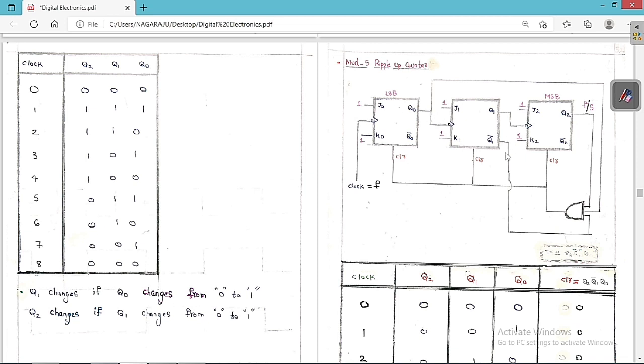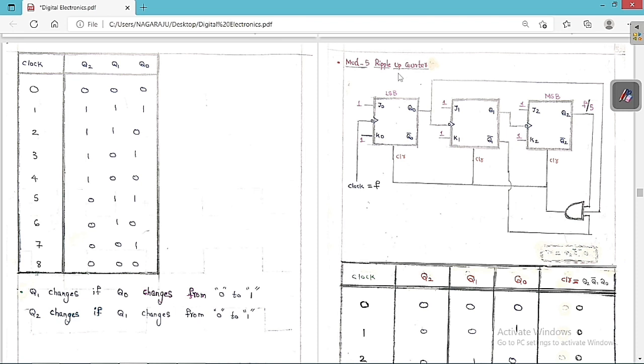Now listen carefully. It's a modified counter, right? In a modified ripple up counter, the output frequency is f divided by the mod number. The output frequency equals the clock frequency divided by the mod number. The mod number is 5, so this is always equal to f by 5. It's an important point. Now I want to go for the modified ripple counter, which counts 0, 1, 2, 3, 4. So these are the 5 states.